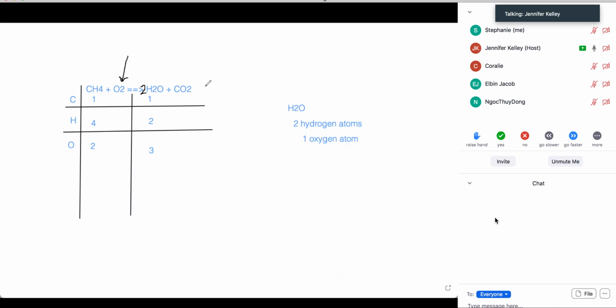So then I would have 2 H2O plus CO2. So at this point, I make sure that I count again. And I don't have to count both sides because I only did something on the right. So I've just got to count the right again. Still 1 carbon. Now we have 4 hydrogen and we have 4 oxygen. So to figure out with the oxygen, we have this oxygen here and this oxygen here.